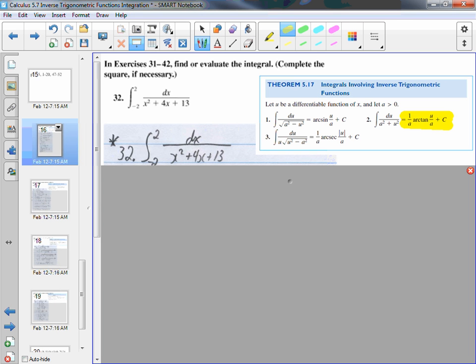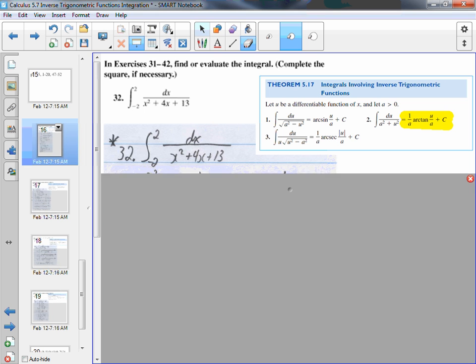Now, you can complete the square underneath the square root and turn it into an arcsine or an arcsecant. But there's not a square root. Okay? So, here's the way we need to do this. If that 13 wasn't there, but instead it was a 4, I can factor that. That's a perfect square trinomial. That's a squared plus 2ab plus b squared. I can factor that and get a plus b quantity squared. But it's not a 4, it's a 13.